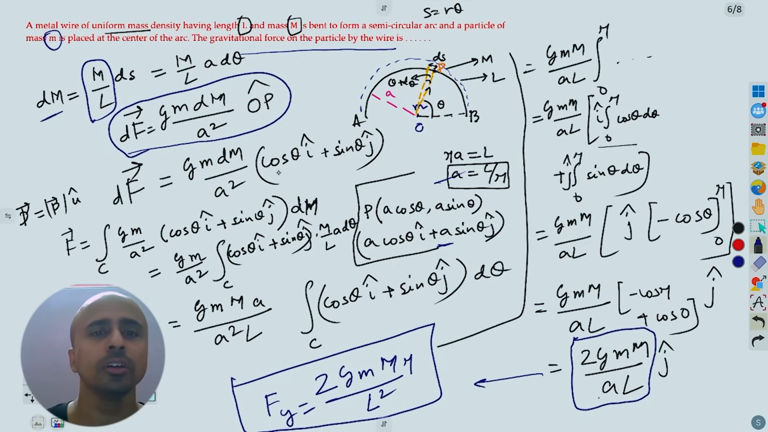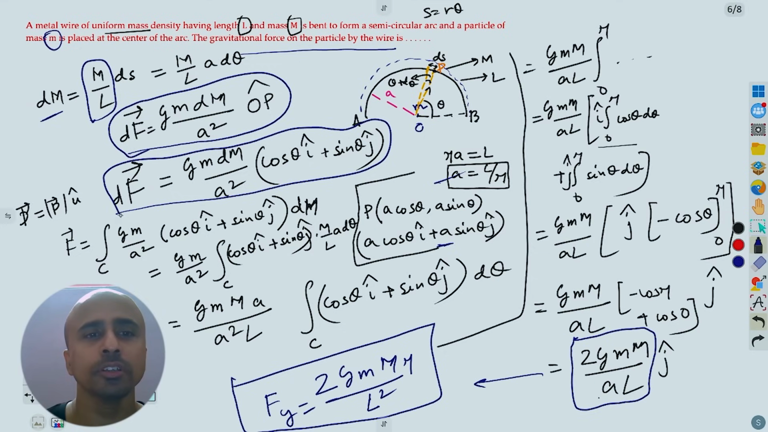Okay. So we obtain Gm dm by s square, substituting the unit vector formula, substituting the value of OP cap in this way. So this is the gravitational force due to the small element upon this particle m.